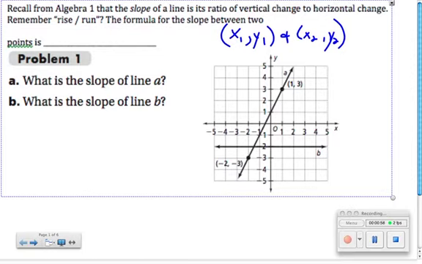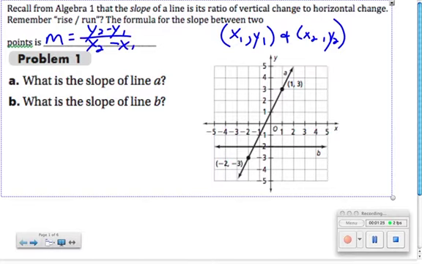If you didn't have a graph like I gave you here and I asked you to calculate the slope given 2 points, Maddie, do you remember the formula? I think it's x1 minus x2 over y1. Careful. That's actually a very common mistake. It's y's over x's. So y2 minus y1 over x2 minus x1.